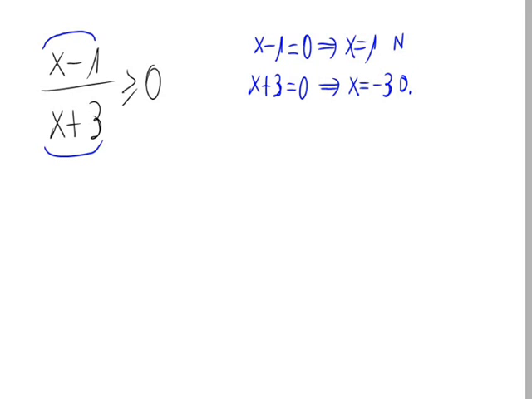So now, here we go with the representation on the line. Here we have on the left side the -3 and on the right the 1. The -3 makes the denominator 0. We know that a fraction with denominator 0 is nonsense, so it cannot be a solution. That is represented by a circle with nothing inside.